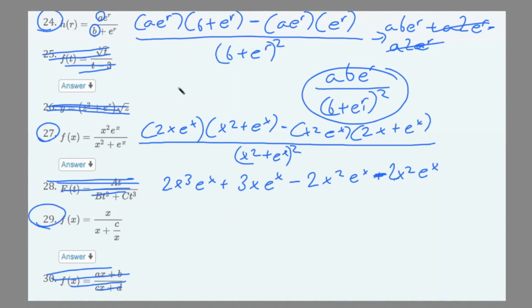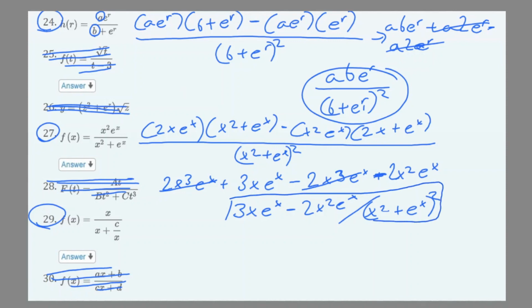And now all we need to do is combine like terms. The first one's actually 2x cubed e to the power of x. So now if we combine like terms, we would have those cross out, and then these would stay here, in which we would be left with 3x e to the power of x minus 2x squared e to the power of x. And that would be all over x squared plus e to the power of x, to the second power. That would be your final answer for number 27.